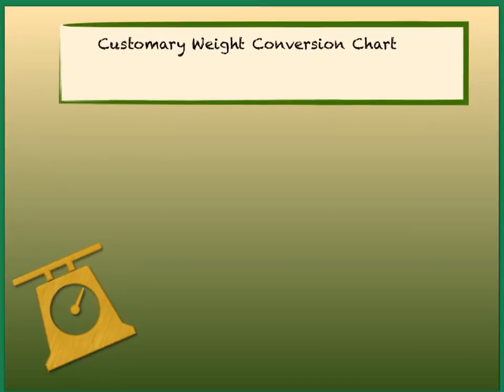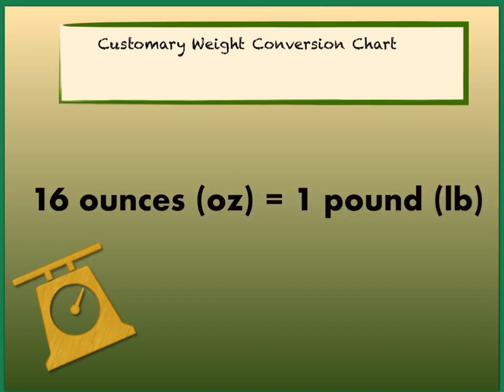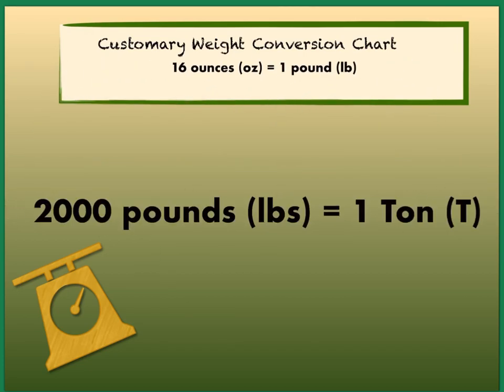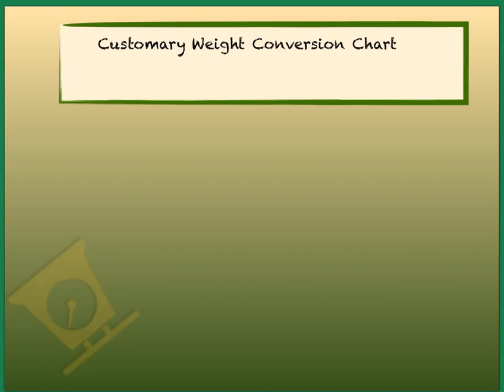With there only being three units, there aren't too many conversions we have to remember. There are 16 ounces in every pound, and there are 2,000 pounds in 1 ton. That's a lot of weight for such a small word. Let's try some problems together.